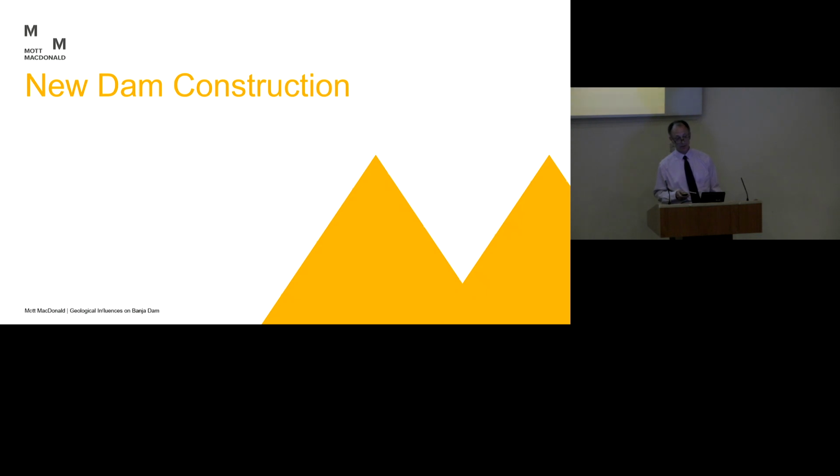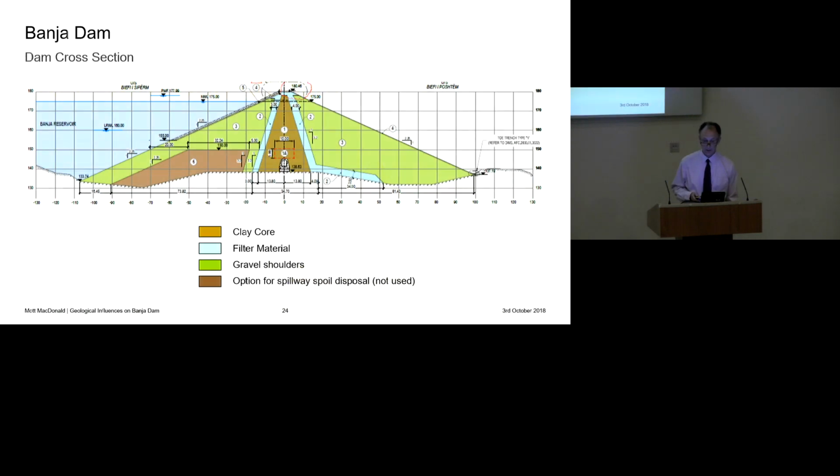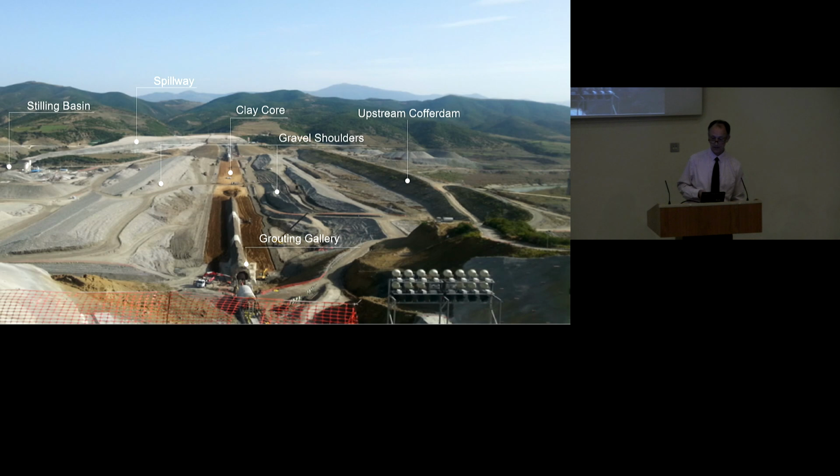So with the new construction starting in 2013, I'll just remind you of what the dam cross-section looked like, and then move on to the next slide. I think this is early 2014, showing you some of the features here. This is taken from the left abutment, looking over towards the right. So to the right, you've got the upstream cofferdam. You've got a clay core with the grouting gallery central to it, gravel shoulders either side, and in the distance, a spillway and the stilling basin. And this is where we're starting to pick up from where the previous contractors had left off.